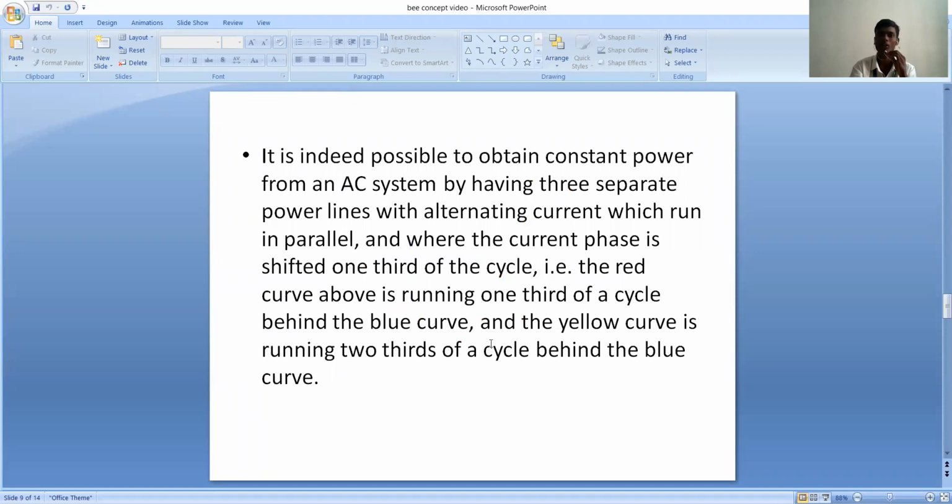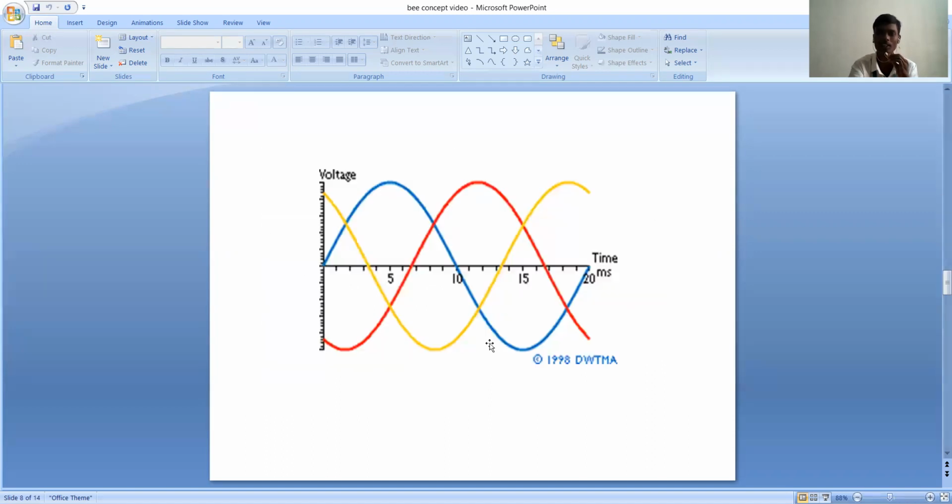It is indeed possible to obtain constant power from an AC system by having three separate power lines with alternating current, which run in parallel and where the current phase is shifted one third of the cycle. That means the red curve above is running one third of the cycle behind the blue curve, and the yellow curve is running two thirds of the cycle behind the blue curve. We can see the comparison of the yellow wire and the red wire is with the blue wire.